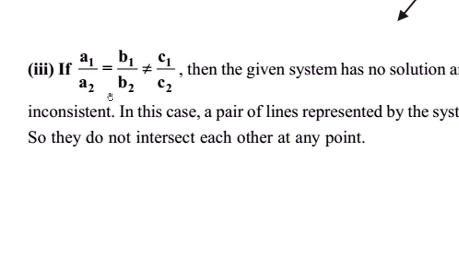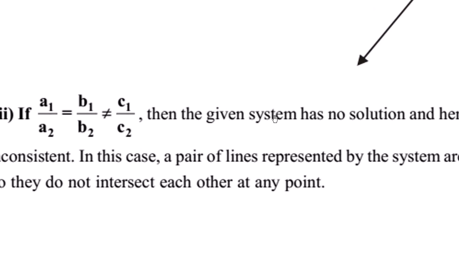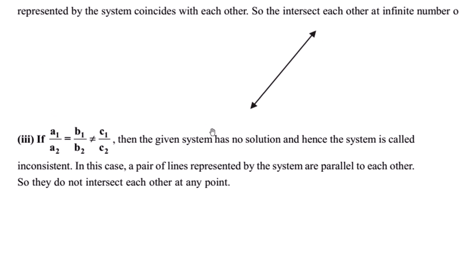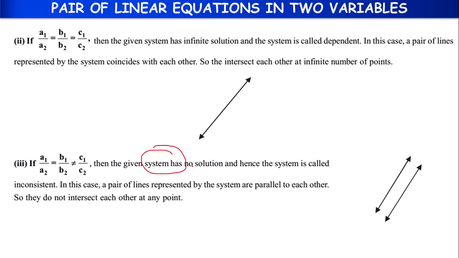Suppose the condition is a1 by a2 equals b1 by b2 does not equal c1 by c2, meaning the ratio of x coefficients and the ratio of y coefficients are equal, but each of them is not equal to the ratio of constants. Then the given system has no solution, and the system is called inconsistent.